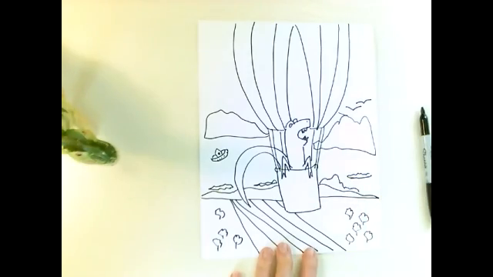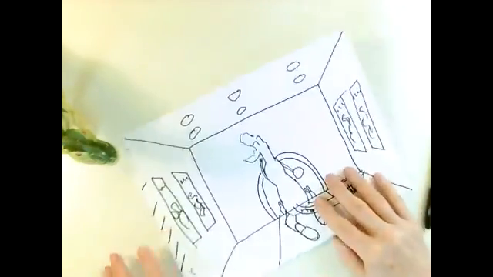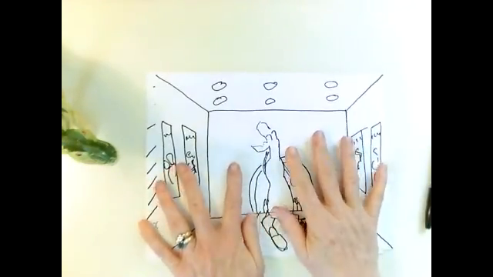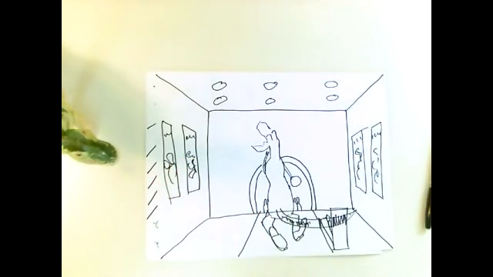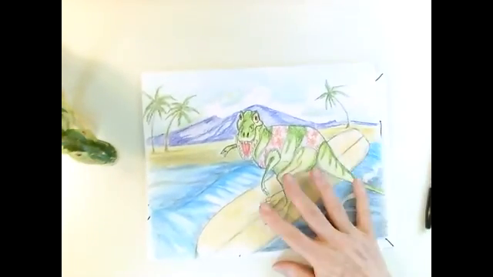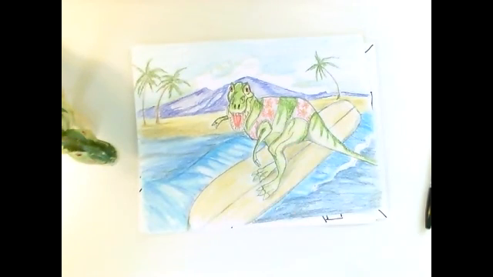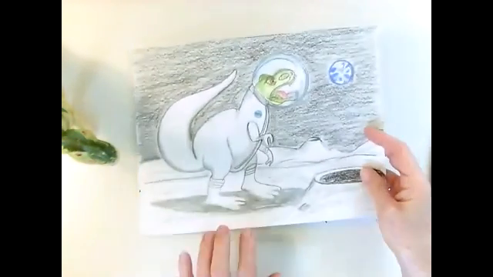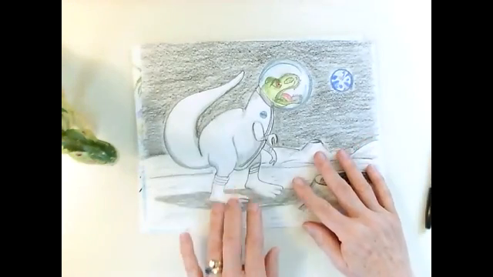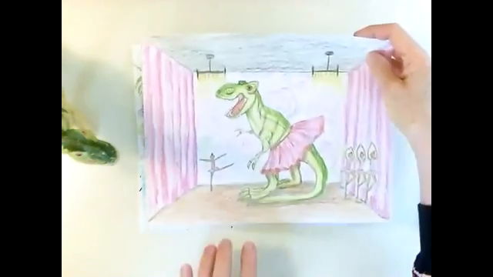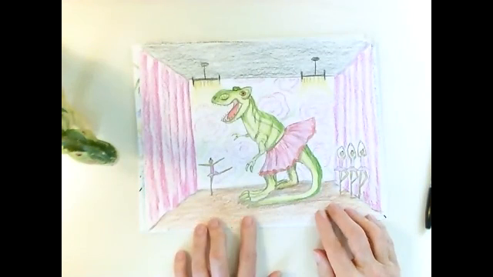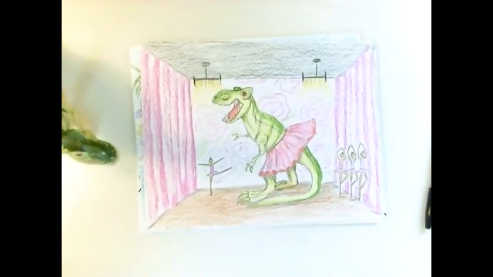So, once again, when you go to create these, you need to think of an activity that your toy is going to do. Make sure that your toy is dressed appropriately for the activity. Here we have Theodora in her swimsuit, or Theodora on the moon in her spacesuit, or Theodora as a ballerina. Have fun with this today.